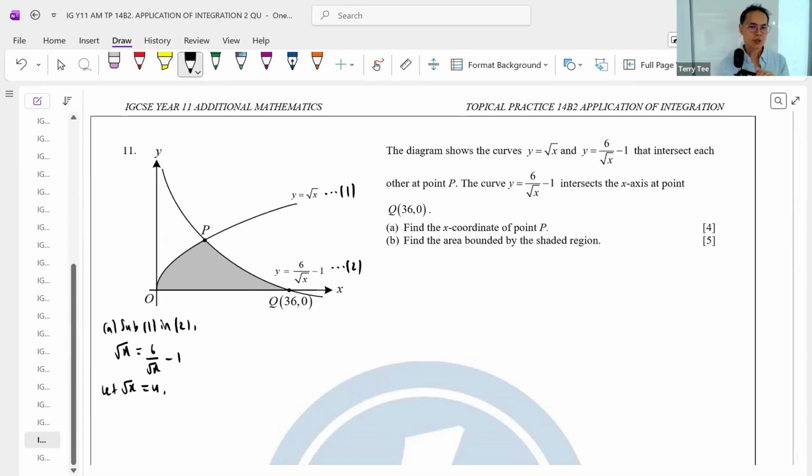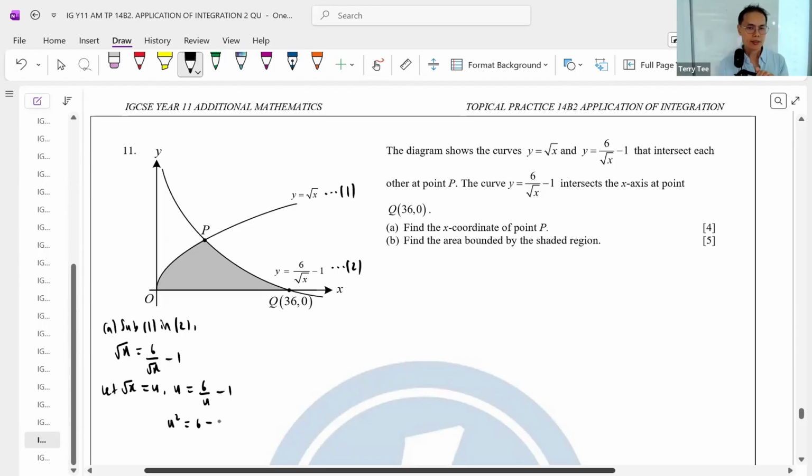When you replace square root x with u, this becomes 6 over u minus 1. Multiply everybody by u, u square equals 6 minus u. Bring it over, u square plus u minus 6 equals 0. We solve for u first. Double bracket factorize. u and u, 3 and 2, plus and minus. My u is either 2 or negative 3.